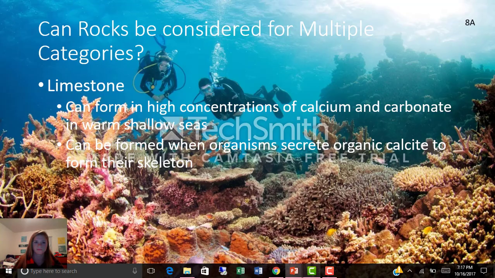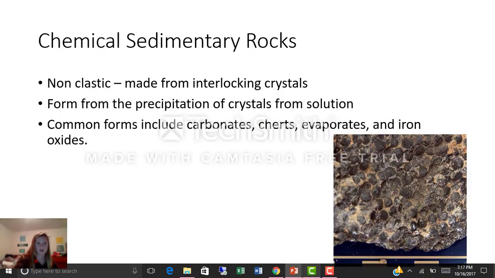Chemical sedimentary rocks. Chemical sedimentary rocks are considered non-clastic. They are made up of interlocking crystals instead of clasts, which are the loose grains we discussed. These rocks that form through chemical and biochemical sedimentary processes are also less common than detrital sedimentary rocks.